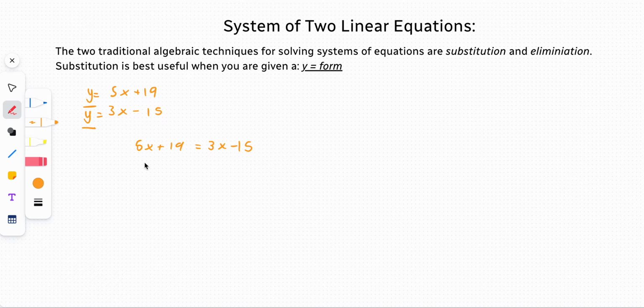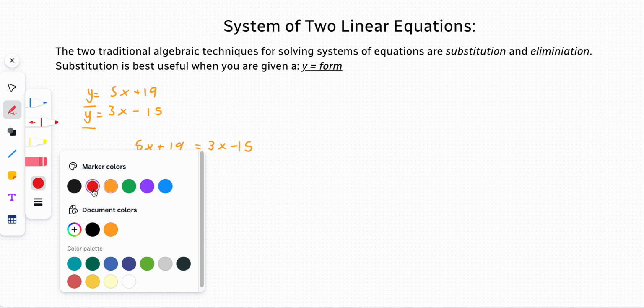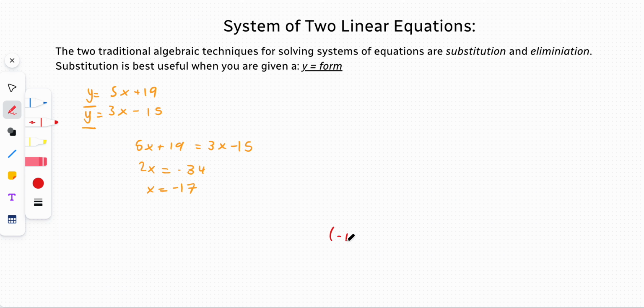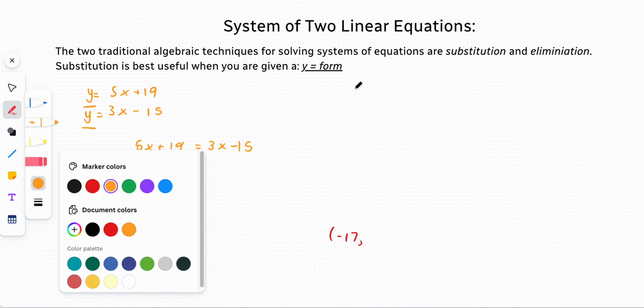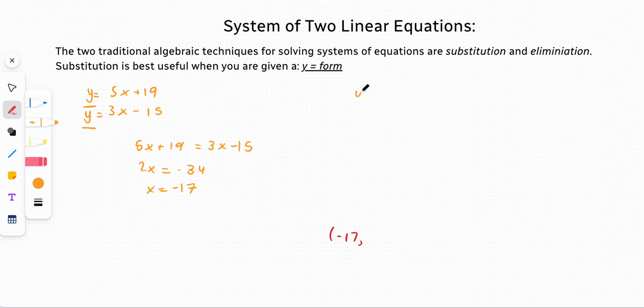From here we can just solve it like any other system. We try to isolate our x's, so let's move 3x to the other side, and let's subtract 19 from both sides. If we divide both sides by 2, we're going to get x equals negative 17. We would be done normally, but we also have to remember that we have to solve for the y variable.